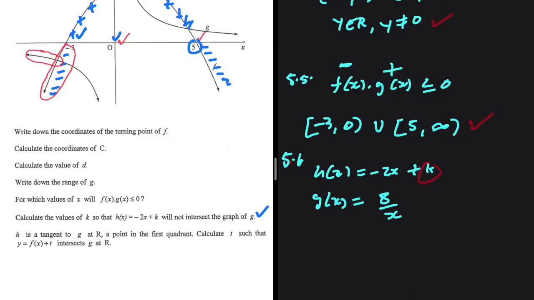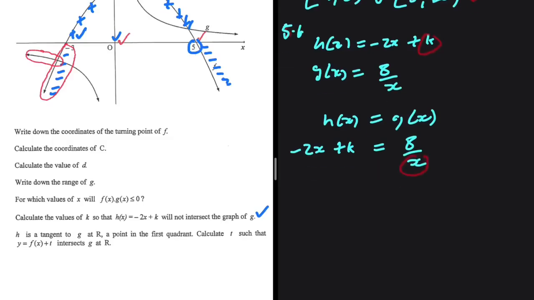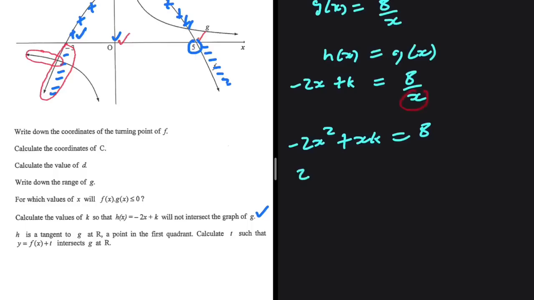You're most likely to start by saying h of x is equal to g of x. If we were to substitute here, we will get minus 2x plus k being equal to 8 divided by x. Obviously, this x is a disturbance, so let's multiply out by x. If we do that, we get minus 2x squared plus xk being equal to 8. X and x will cancel out, right? Writing this in standard format, we're going to have 2x squared minus xk minus 8 being equal to 0.